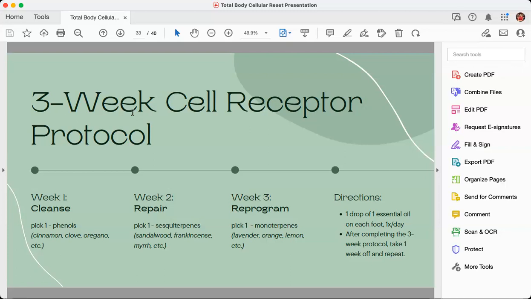So week 1, 1 drop of 1 essential oil on each foot 1 time a day. Week 2, same thing: 1 drop, 1 essential oil on each foot 1 time a day. This is to repair the cell receptor sites. Once you've cleaned them, they might have gotten damaged because they were bound to something else. And depending on the age of the cell, it could have been a really long time.